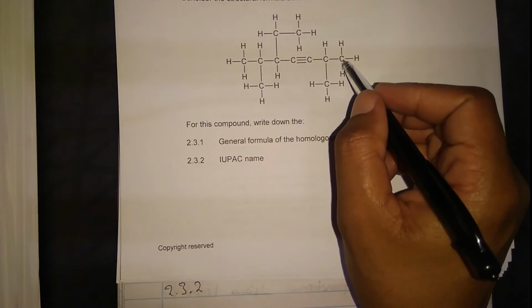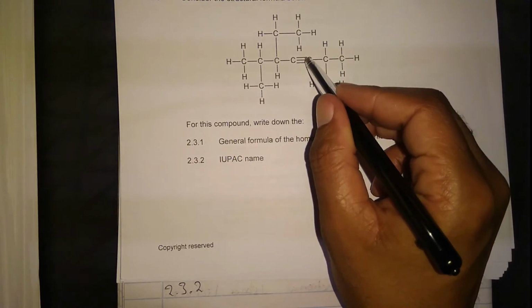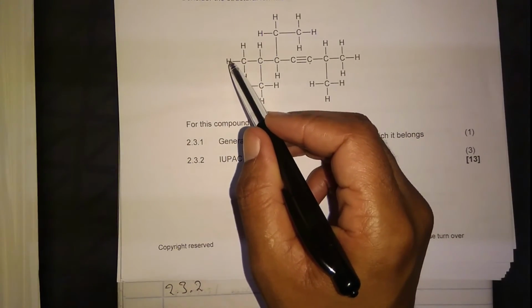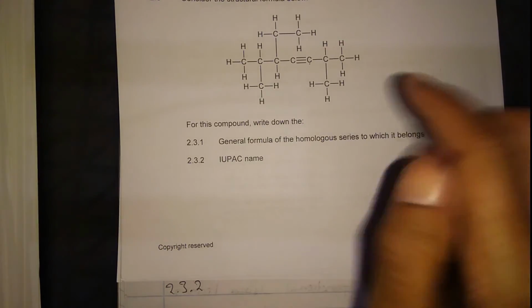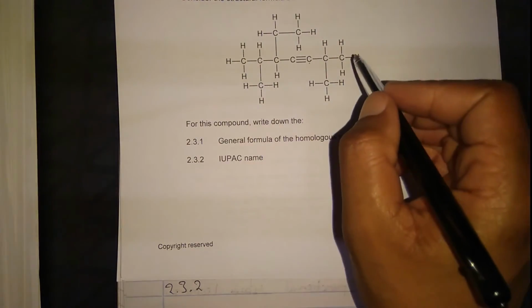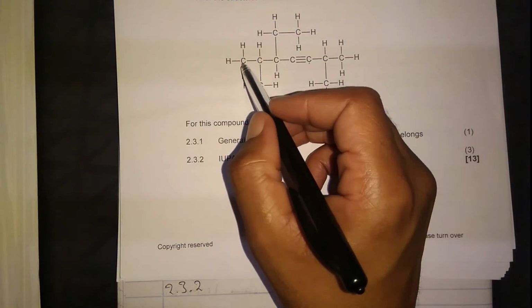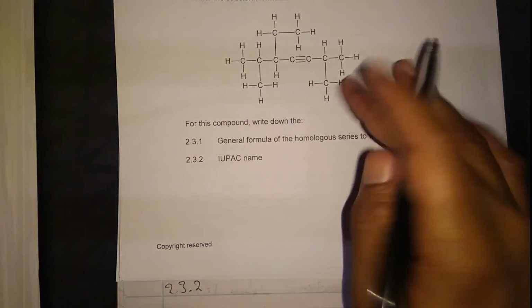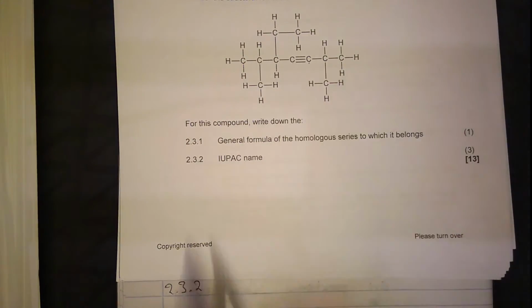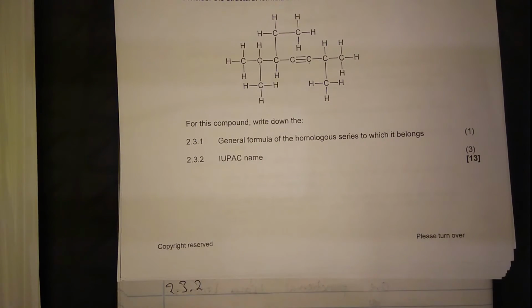assigned the lowest number. When I count from left to right, it's 1, 2, 3, 4, the carbon atom associated with the triple bond gets 4. But from right to left, it's 1, 2, 3. The carbon atom associated with the triple bond gets the lowest number of 3.